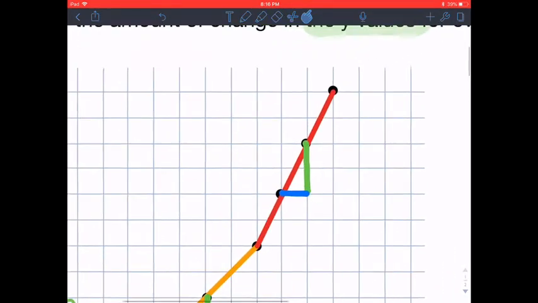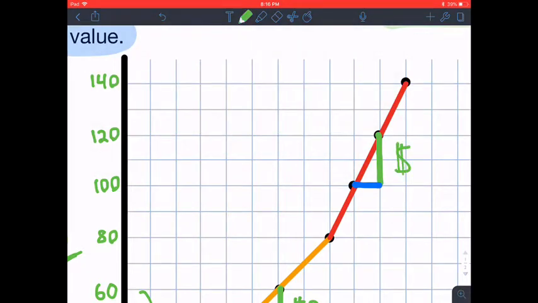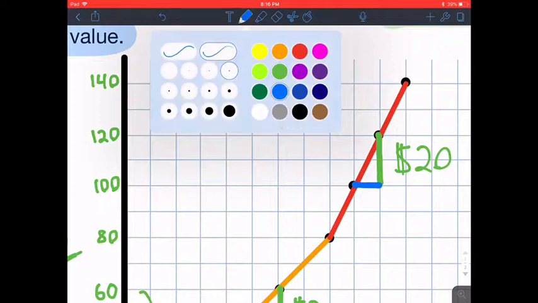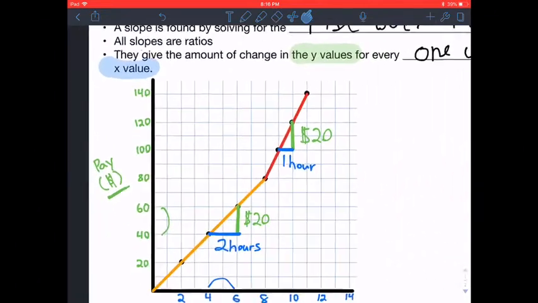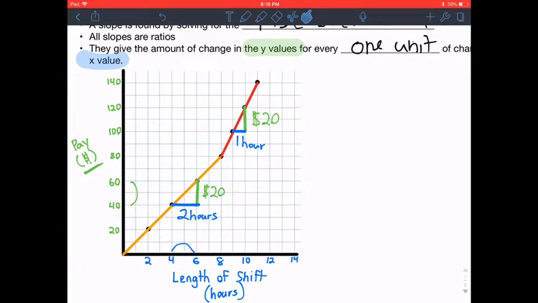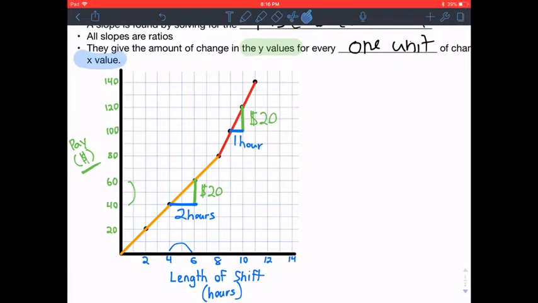For this part of the line, we still have a rise of $20, but we have a run of only 1 hour. So you can see the slope has changed because we have a different run for the same amount of rise. I hope this example is pretty helpful to you guys. I hope it's easy for you to visualize, because basically in the orange part of the graph, we're getting $20 in 2 hours, whereas in the red part of the graph, we're getting $20 in 1 hour.